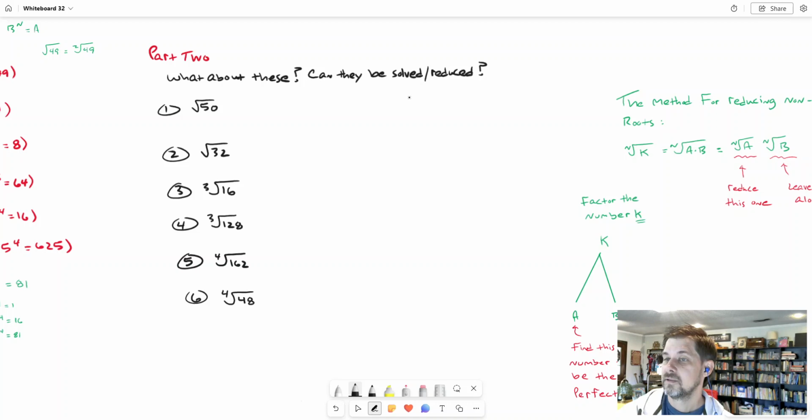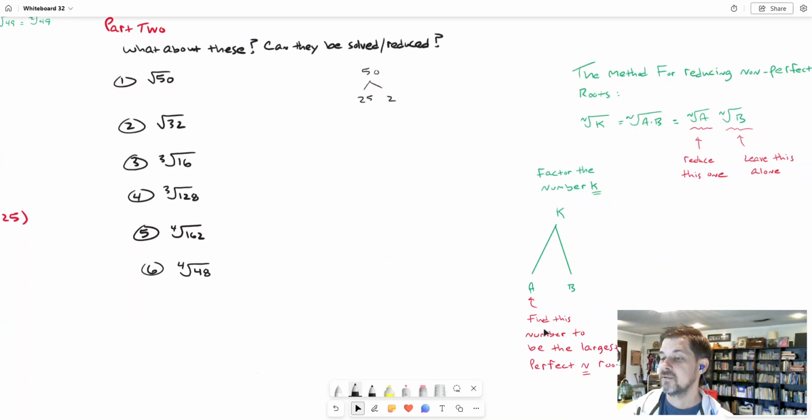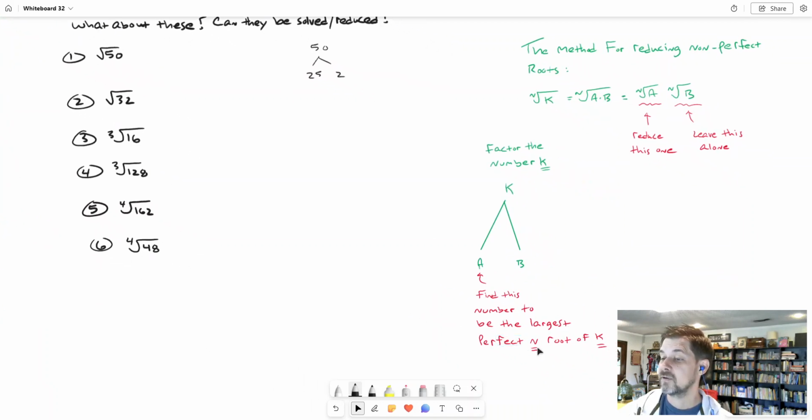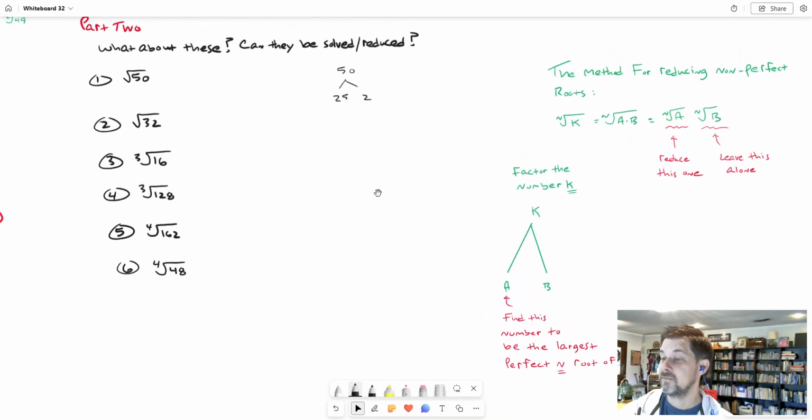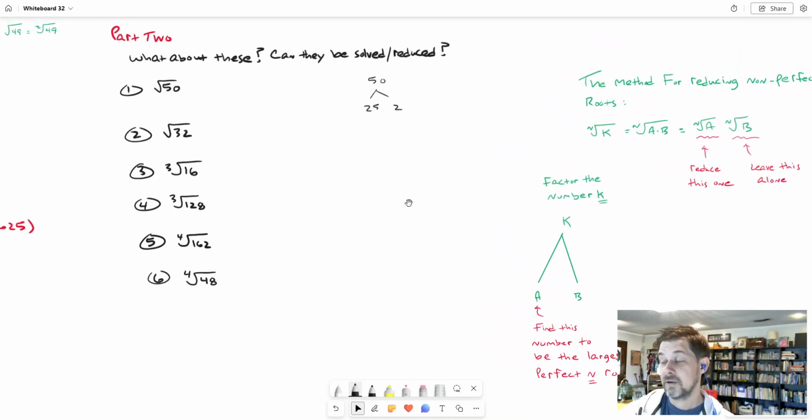Okay, so with 50, I could factor as 25 times 2, and 25 is a perfect square. In fact, of all the factors of 50, 25 is the largest perfect square root of 50. Okay? There are other ways you could factor 50. You could factor 50 as 5 times 10, but 5 is not a perfect square, and neither is 10, so that won't do any good.